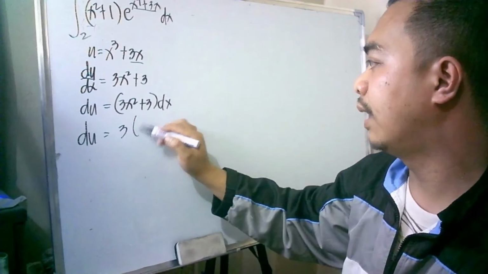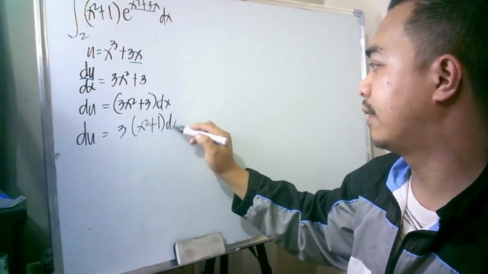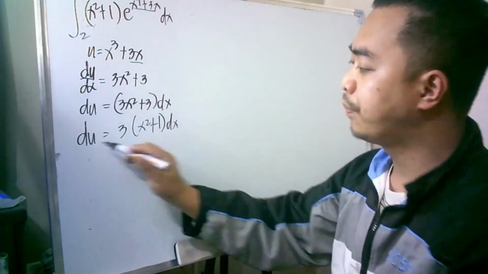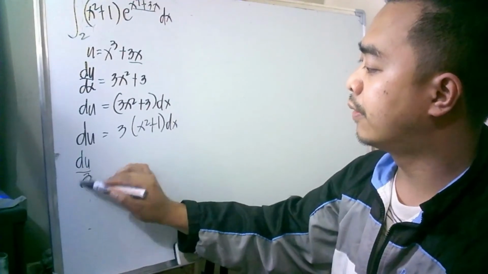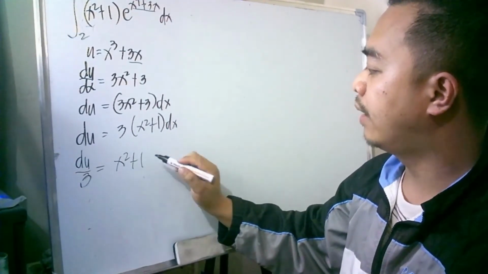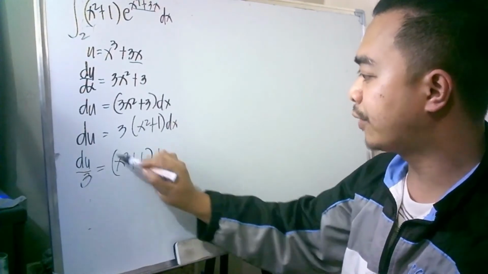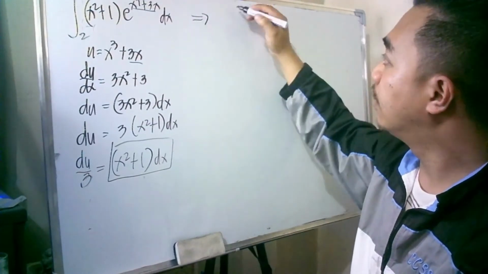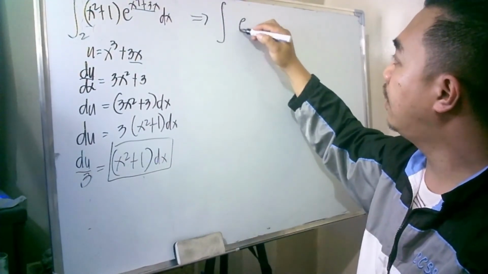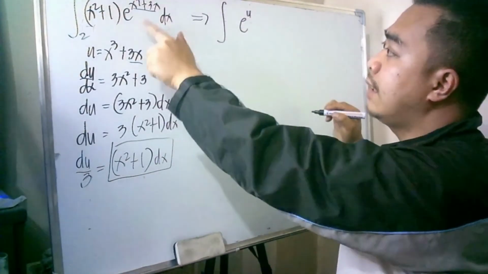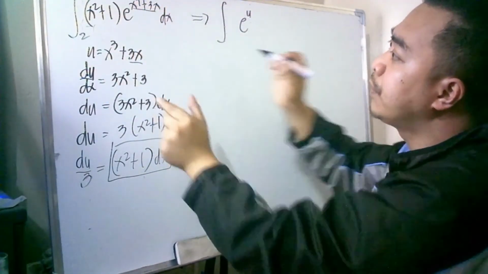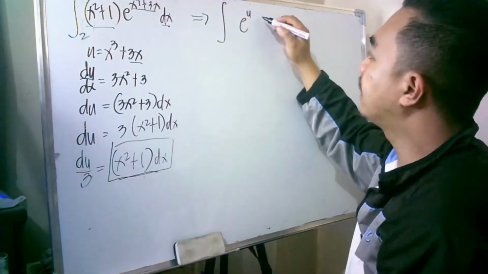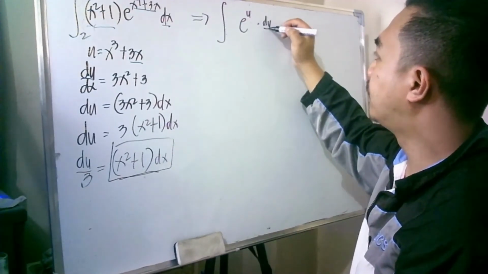Du is equal to 3 times x squared plus 1 dx. Sakto na 3, both are 3. We can factor out 3, so that we have du over 3 is equal to x squared plus 1 dx. So sakto nang pwede nating palitan. Magiging e raised to u, nilet natin yung buong exponent, tapos yung x squared plus 1 dx ay equal to du over 3.